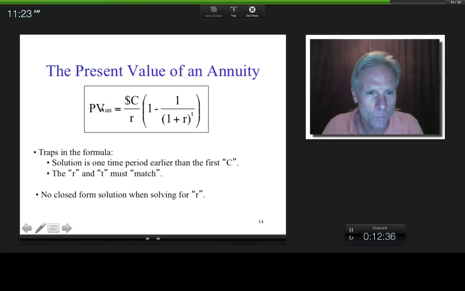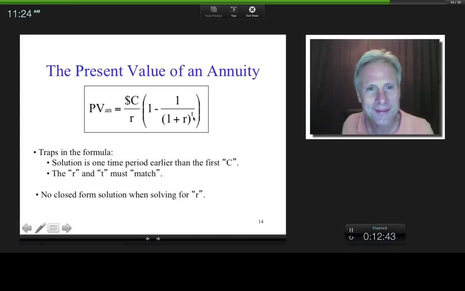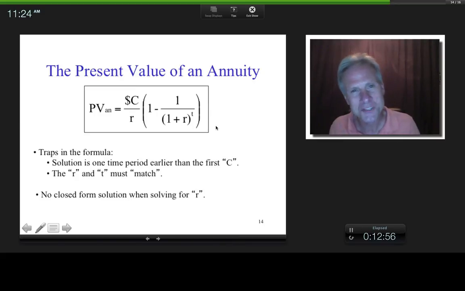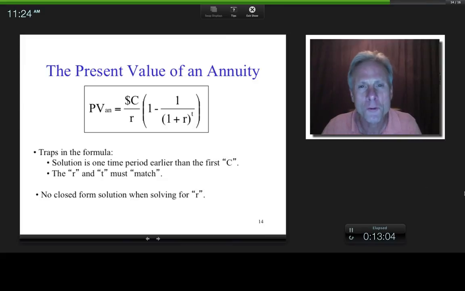notice that there are, let's see, 1, 2, 3, there's 4 variables in this formula, right? Which means any problem should be able to give you any 3 of those, and you should be able to solve for the other one, right? Well, that's true with the exception of R. In other words, I cannot algebraically rearrange this formula and say R is equal to something. And the reason for that is because there's 2 of them here. There's 1 there and there's 1 there. And so what we say is there's no closed form solution when solving for R.